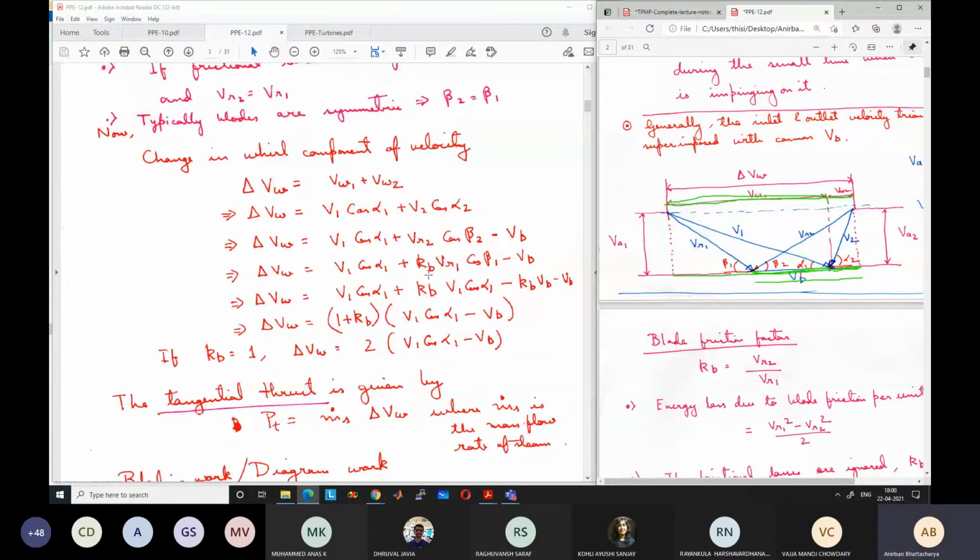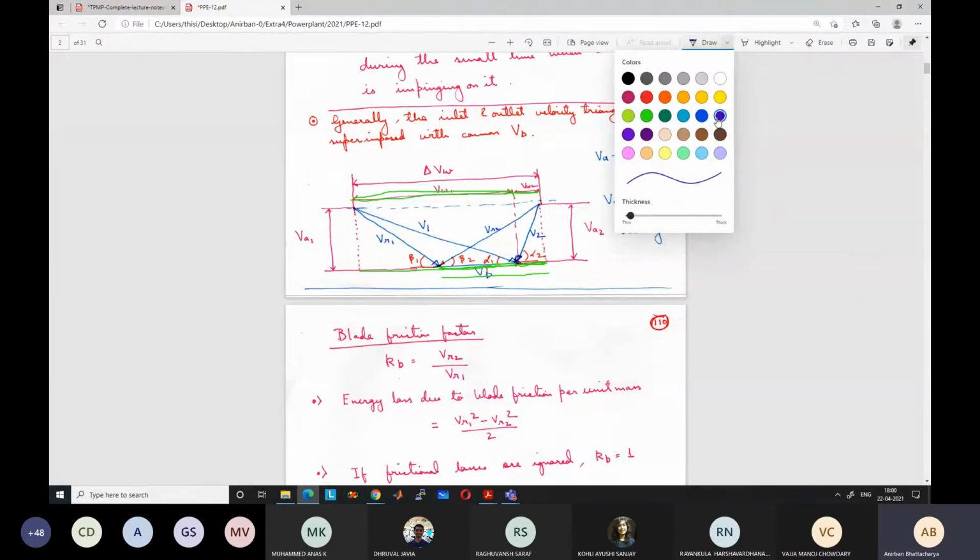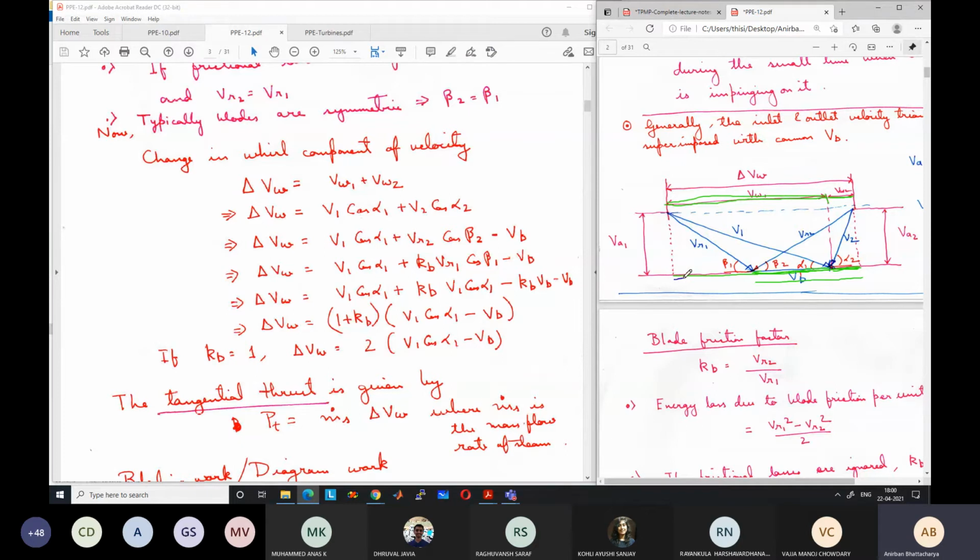Now what is VR1 cos beta 1? What is the length VR1 cos beta 1? VR1 cos beta 1 is this length, up to this portion. So this VR1 cos beta 1 is this length, which is equal to V1 cos alpha 1 minus VB. So we can replace VR1 cos beta 1 by V1 cos alpha 1 minus VB.